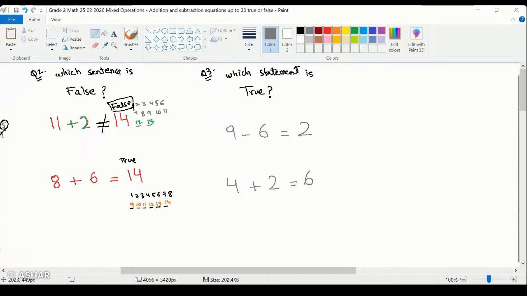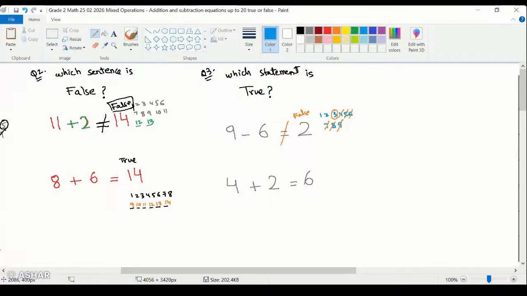When we see 9 minus 6, can we write the 9 numbers? 1, 2, 3, 4, 5, 6, 7, 8, and 9. Minus 6 means we remove 6 numbers. 1, 2, 3, 4, 5, and 6. We are left with 3. So we can say this statement was false, because 9 minus 6 is not equal to 2. Let's look at the other option.